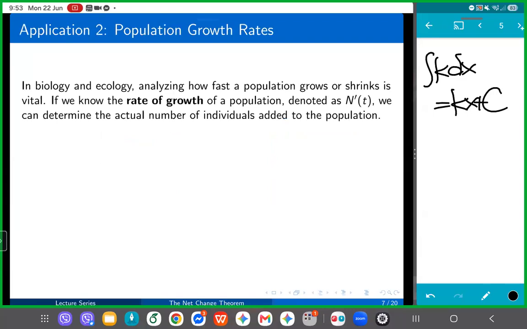So any question before we go to the next application? So that's for business.